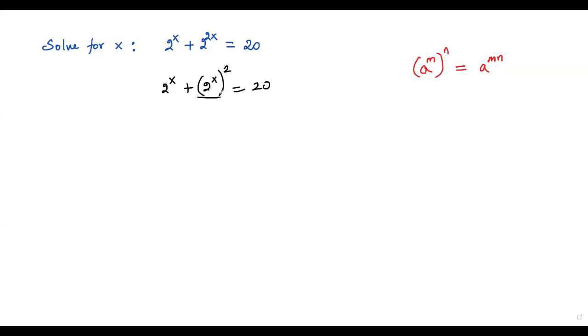If I use the power rule, I have the base 2 with the exponent x, and for this complete expression I have the exponent 2. We can multiply the two exponents. When I multiply x and 2, I get 2x. So this expression is equal to the original expression.